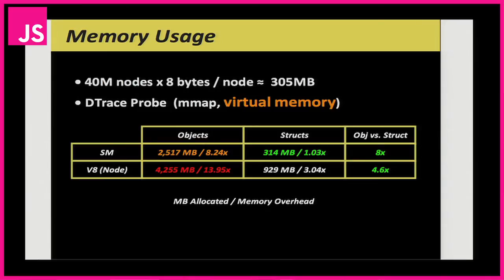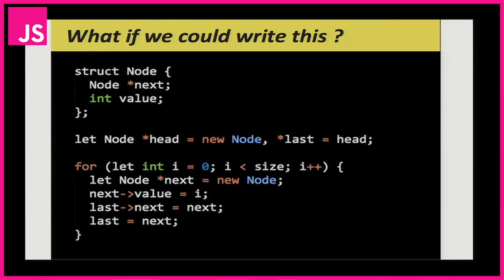Now, this is virtual memory, so I'm not saying the engines really use this much memory, but it's still quite significant. If you were to program the same thing using structs, you would end up with only about a 1.3x memory overhead. So in either case, the difference between using objects and structs is somewhere between 4 and 8x, which is quite significant, I think.